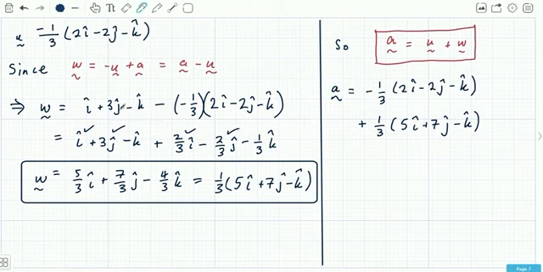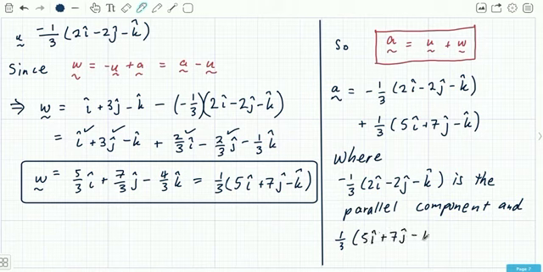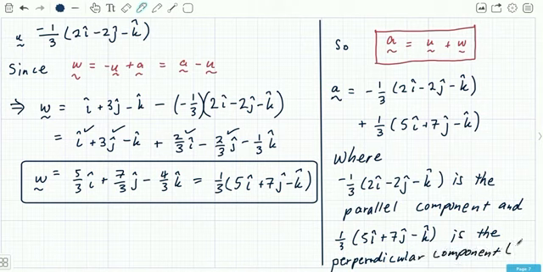And it's usually a good idea too to actually say what these things are. So negative 1/3, 2i minus 2j minus k is the parallel component. And the other part, the w, is the perpendicular component. And I'm just putting in brackets here to B, so we know it's perpendicular to B.